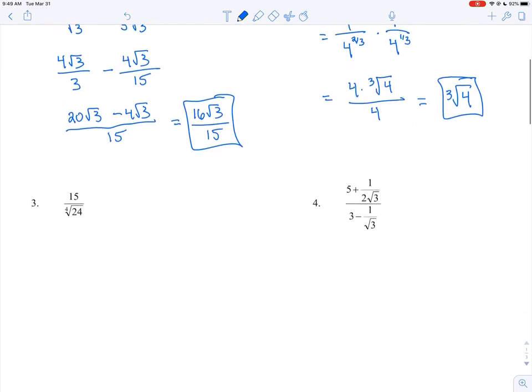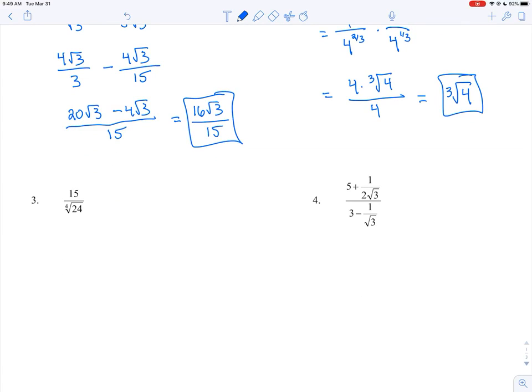All right, number 3, we got the same concept. We got 15 divided by the 4th root of 24. So we want to rewrite this, breaking down our numbers. So we got 15 over the 4th root. If I'm thinking about numbers that go into that, we could say 8 times 3. That would be one way to rewrite 24. I can now take the 8 and the 3 and rewrite these with as small a base as possible. So this is going to be equivalent to 15 over the 4th root of 2 to the 3rd times 3.